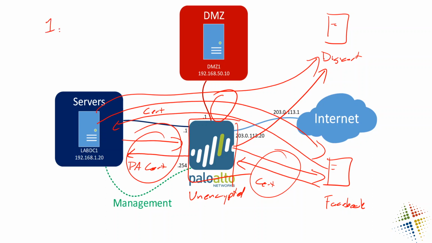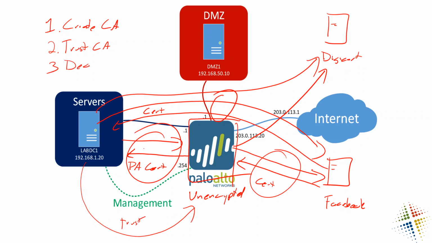First off, I need to set up and create a CA on the Palo Alto, a certificate authority to replace DigiCert. Second step I need to do is I need to trust that CA. So once I create the CA on the Palo Alto, I need to somehow configure my server to trust the Palo Alto. And then the third one is I need to configure a decryption policy. Once all that's done, the Palo Alto will decrypt all my data for me while it's going between me and Facebook or me and any other site that I might want. So let's go ahead and see how that works.